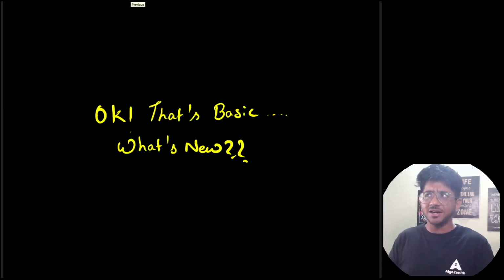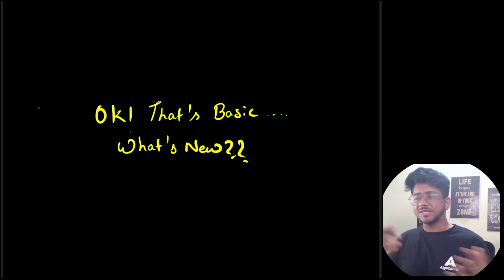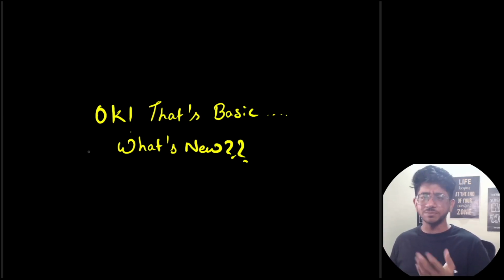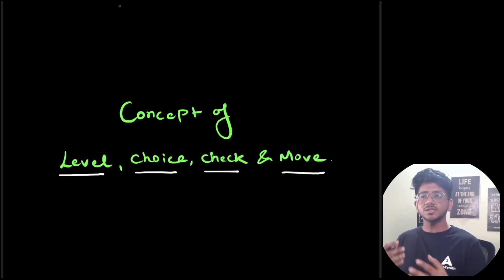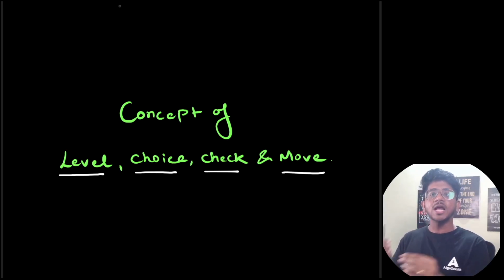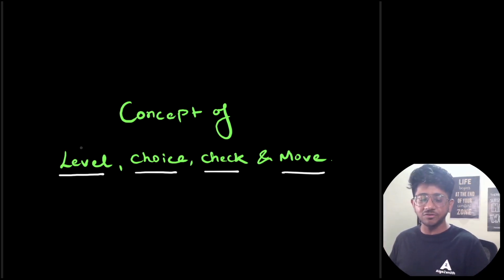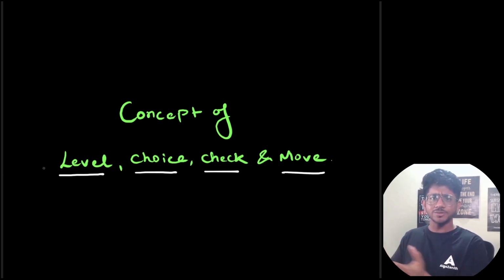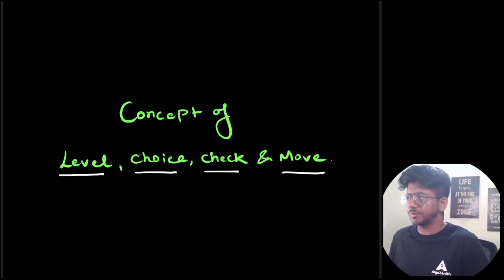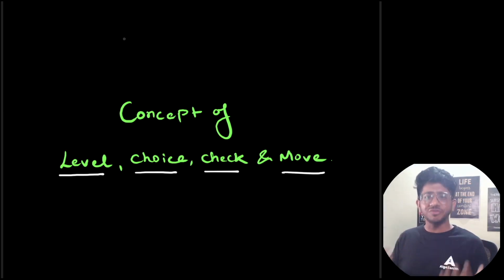That's very, very basic. You might say that, Vivek, that's very basic. I know what recursion is, and maybe this basic factorial and all, it's very easy. Tell me something new, right? So what we're going to learn is a concept of level, choice, check, and move. Now, this is again a concept that I have created to help you model problems. This is going to help you model so many backtracking problems in a very, very easy and neat way. So let's understand what these four terms are, and they don't really make any sense until I talk about them, right? And instead of giving you some definitions, let's understand what they are through some problems, okay?